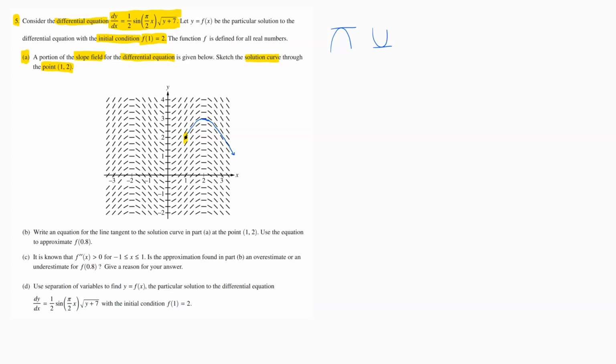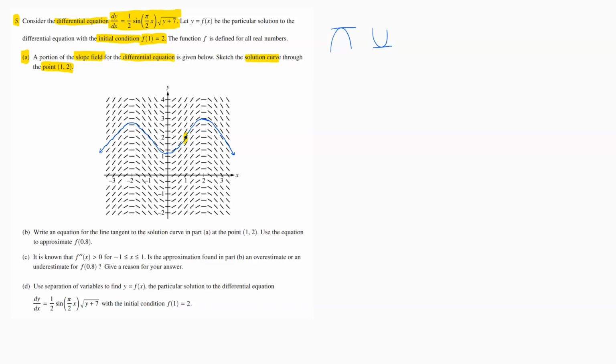And then we're just going to play the exact same game going the other direction. This time I would be going down, hit a horizontal, so I want a min this time. Then follow it up, hit a max, follow it down, and I'm out.